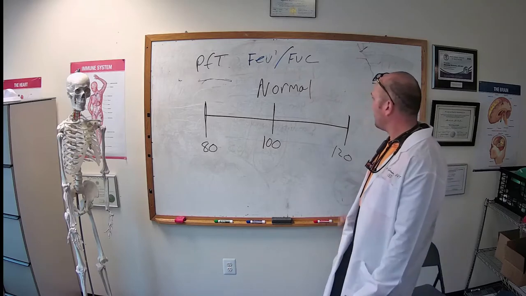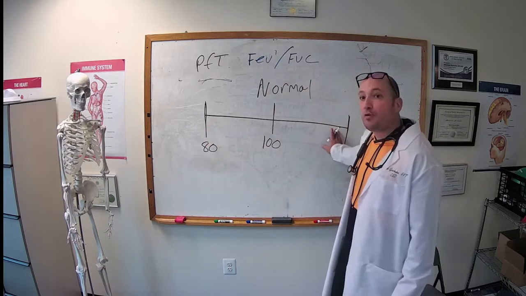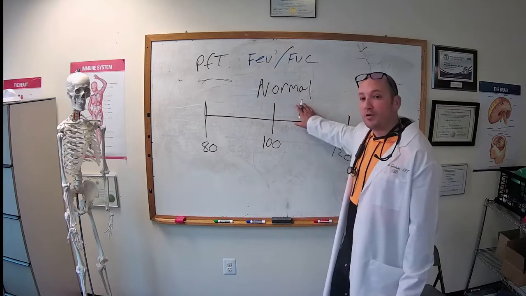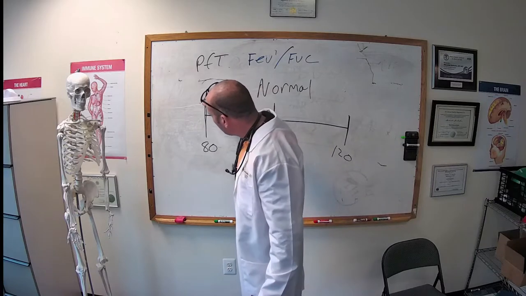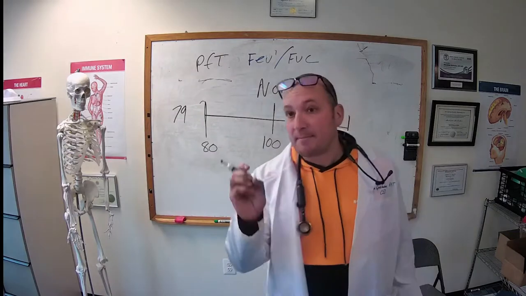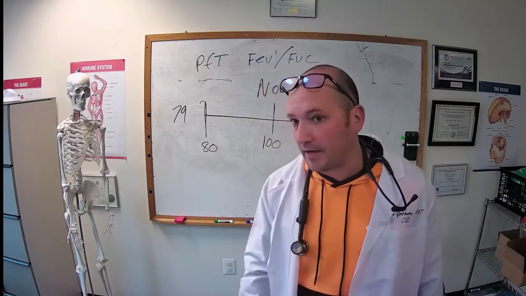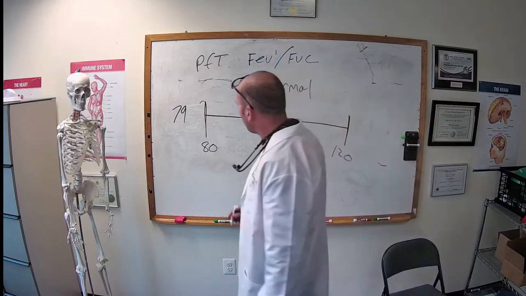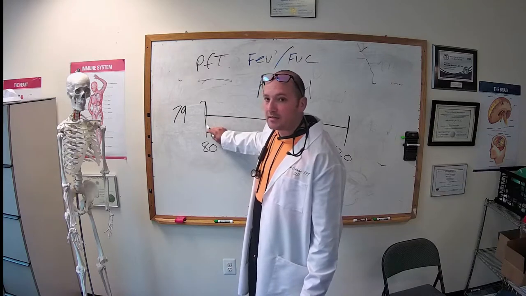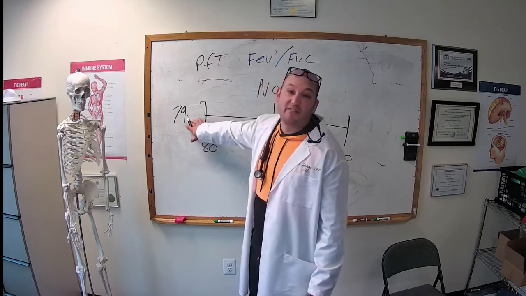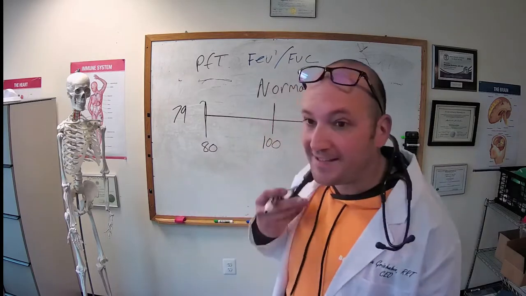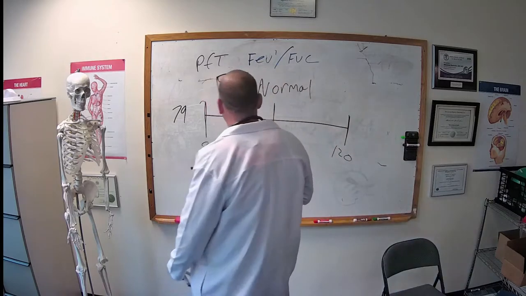So anything from 80 to 120% would be considered normal. Once it's 79%, then technically I have very, very mild COPD, okay? If I'm at 79%, which is just one less than 80%, then technically I have COPD, but it's very, very mild. Basically, you wouldn't really notice a big difference in yourself at all with 79%.